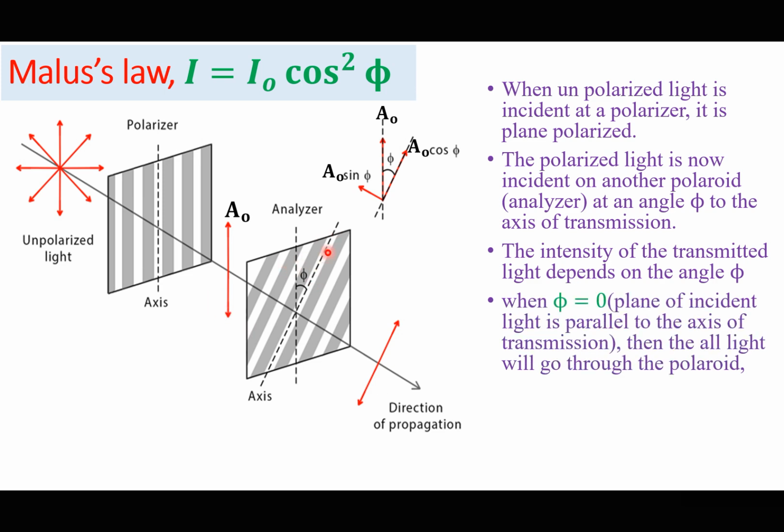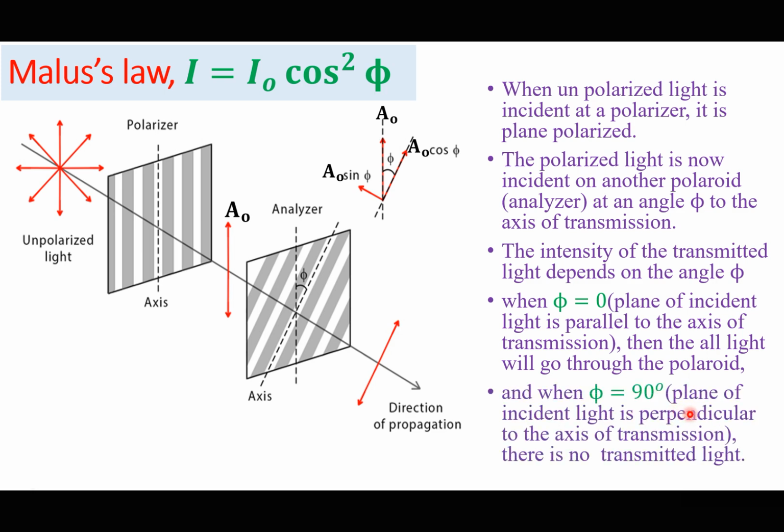In other words, when phi is 0, it means the axis of transmission is in the vertical as before. So all the incident intensity here will just go through. So when phi is equal to 0, the plane of incident light is parallel to the axis of transmission, then all the light will go through the polaroid. And when phi equals 90 degrees, the plane of the incident light is perpendicular. If this now becomes horizontal, it will be perpendicular to the first one, because the first one was vertical. If we rotate this through 90 degrees, it becomes horizontal. So if the plane of incident light is perpendicular to the axis of transmission, there is no transmitted light.